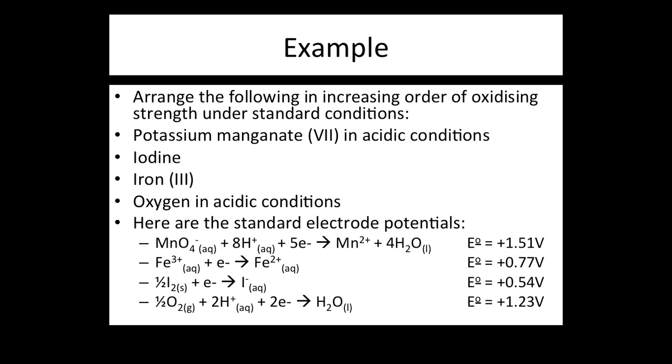Here's an example. Arrange the following in increasing order of oxidizing strength under standard conditions. Potassium manganate(VII) in acidic conditions, iodine, iron(III), oxygen in acidic conditions. The standard electrode potentials are given. You do not need to learn any, but always remember they are given as reductions. Pause the video and have a think. The next slide will give you the answer and an explanation.